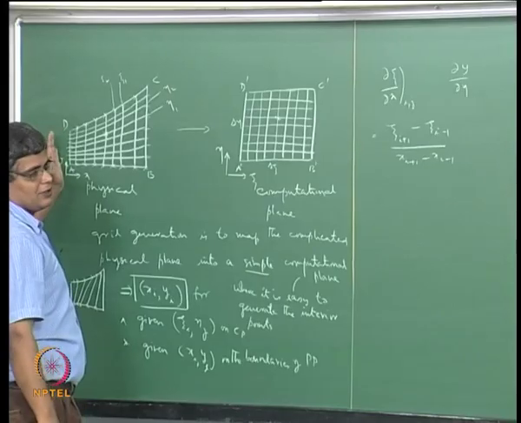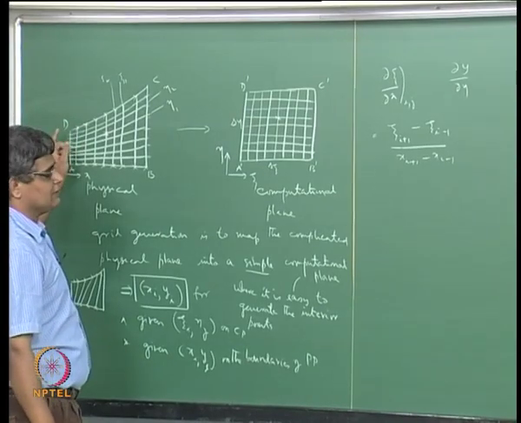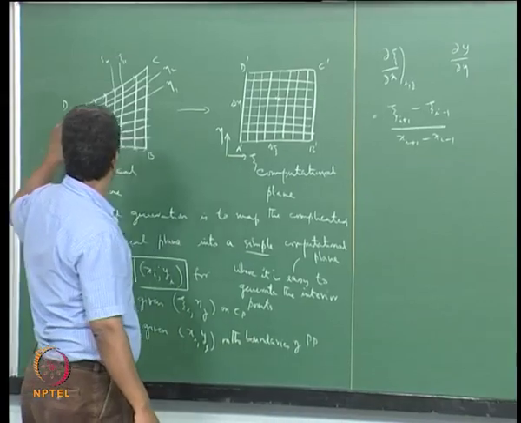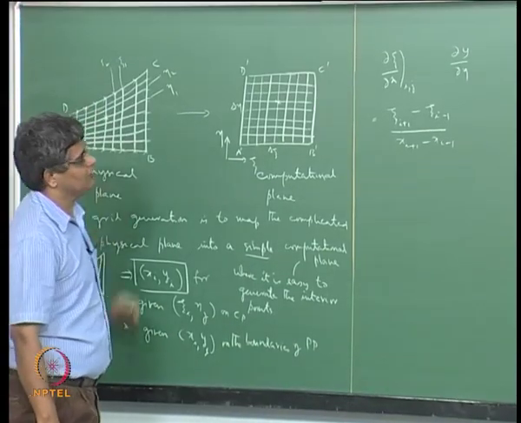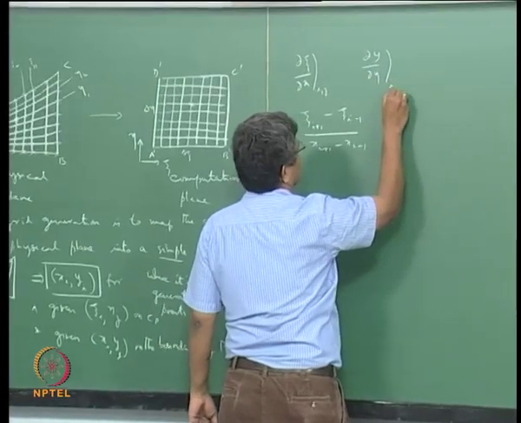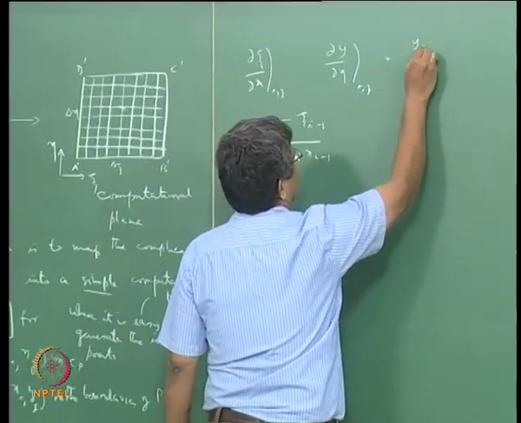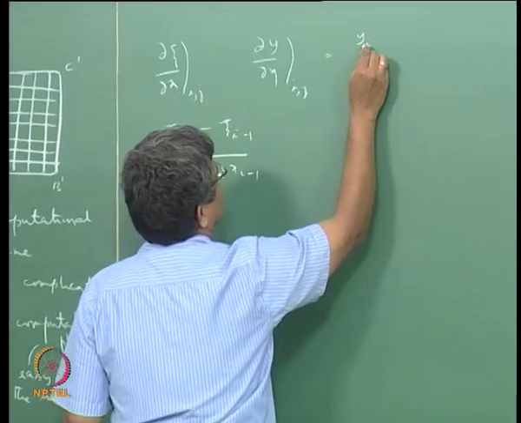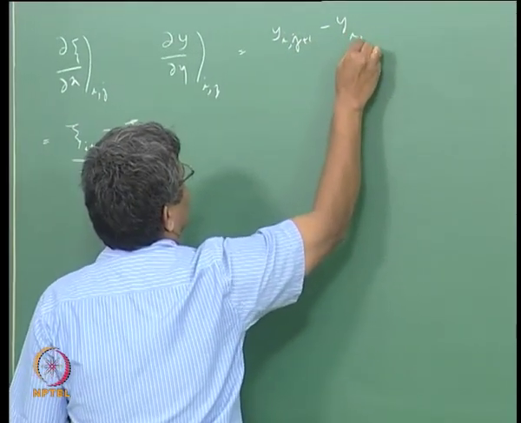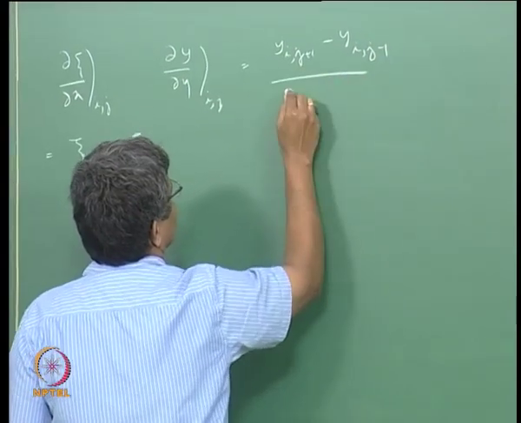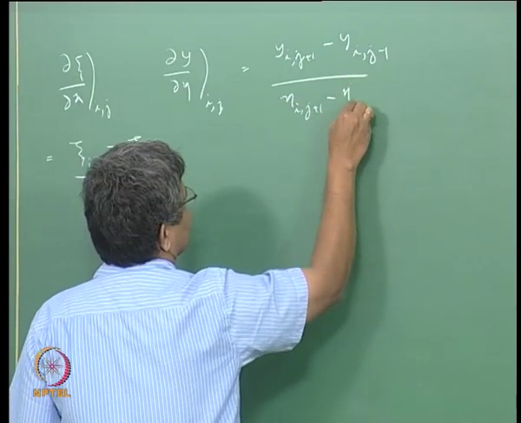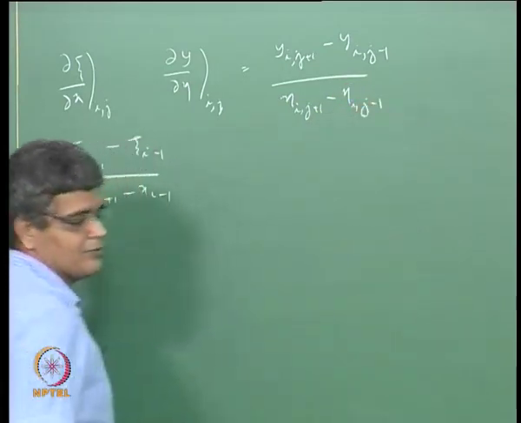And for boundary points, we have to come up with similar evaluation of the matrix of the transformation using one-sided formulas. And this also can be written at ij as y i j plus 1 minus y i j minus 1 by eta i j plus 1 minus eta i j minus 1.